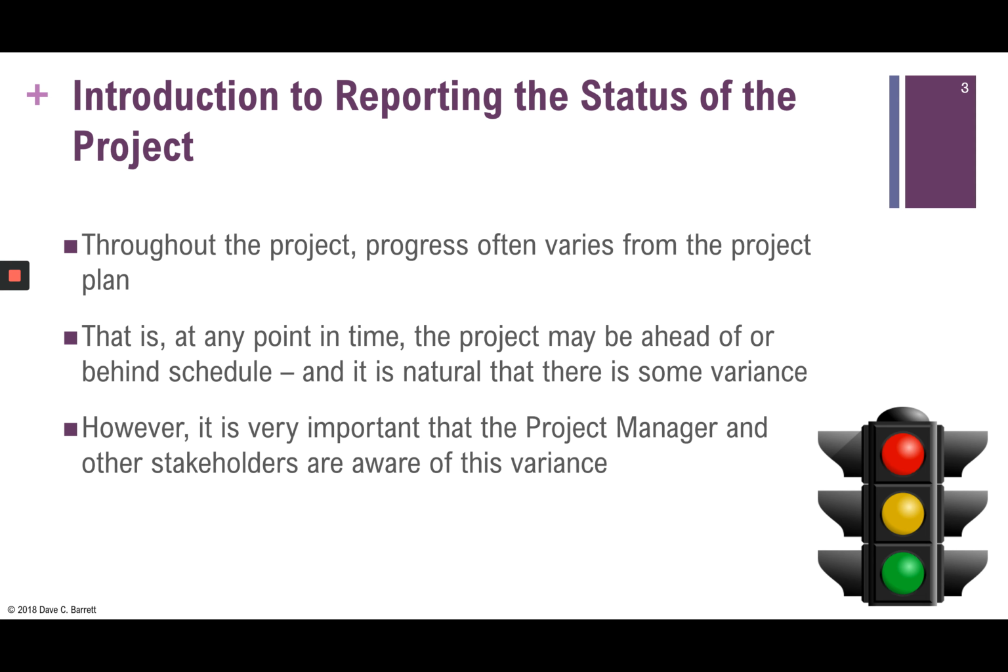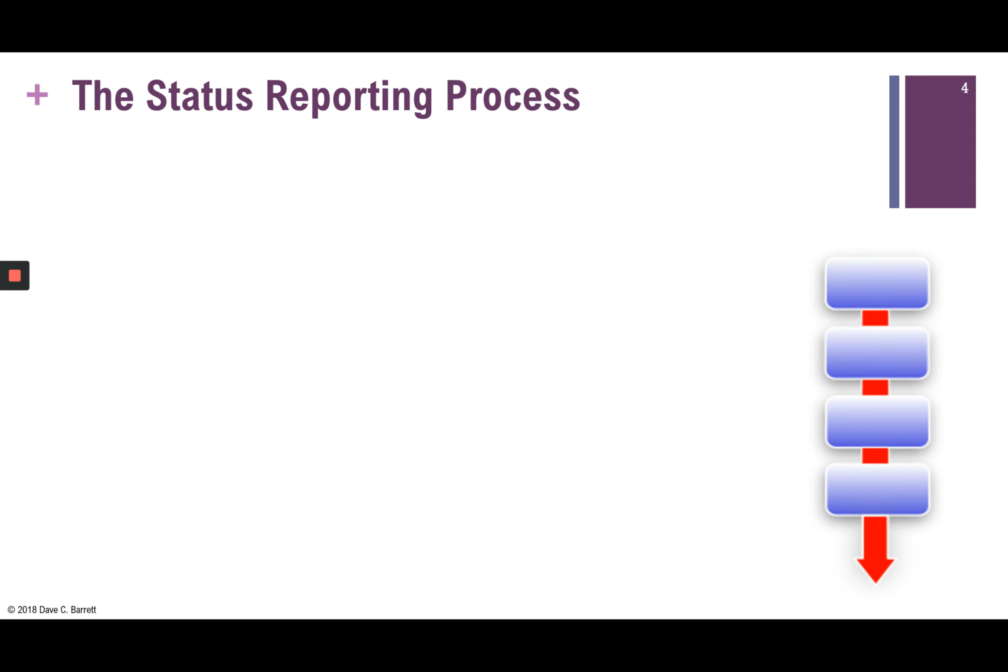However, the important thing is that the project manager and other stakeholders are aware of this variance, because it is in this awareness that actions may be taken. So that's really the purpose of the status reporting process: to produce this awareness that allows for action to take place. So let's look at the status reporting process, and it's a multi-step process.